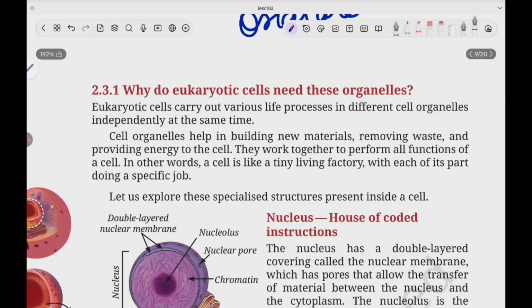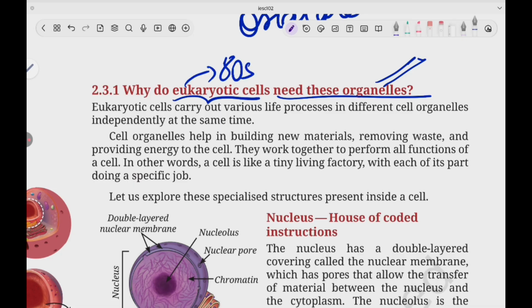Why do eukaryotic cells need organelles? Why have they only mentioned eukaryotic, why not prokaryotic? Because we have learned that prokaryotic cells do not have cell organelles. The only cell organelle they have is ribosomes, because ribosomes don't have a membrane. We have two types of ribosomes, and we will learn in depth about it. One is 70S, the other is 80S. The 70S does not have a membrane around it, so it is present in prokaryotic cells, whereas in eukaryotic cells we have 80S ribosomes. We will learn about it.